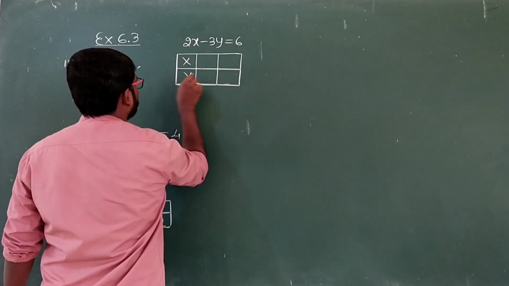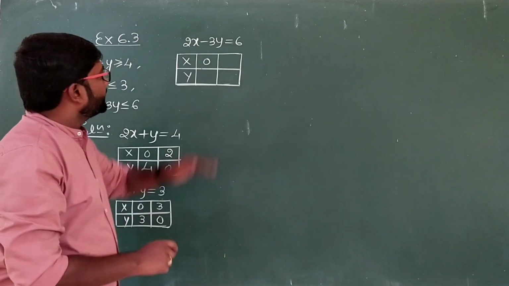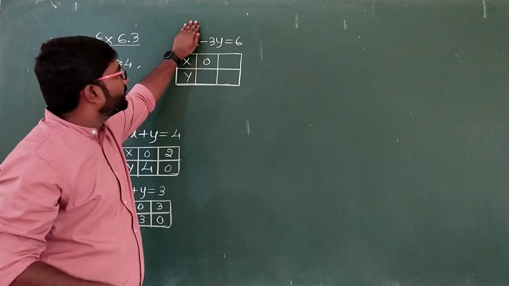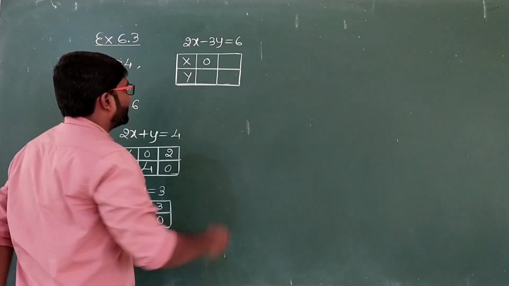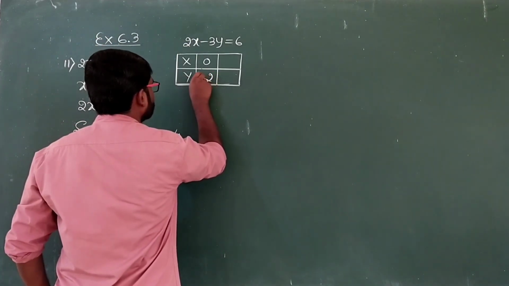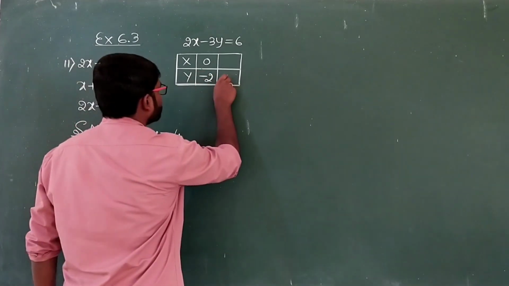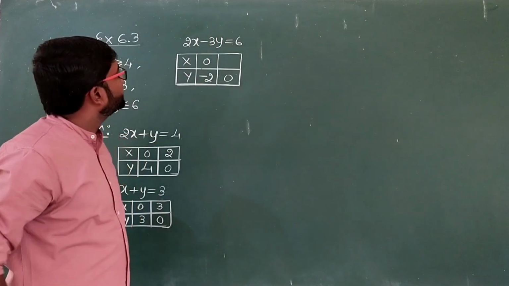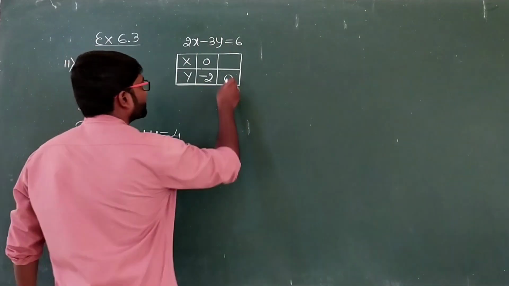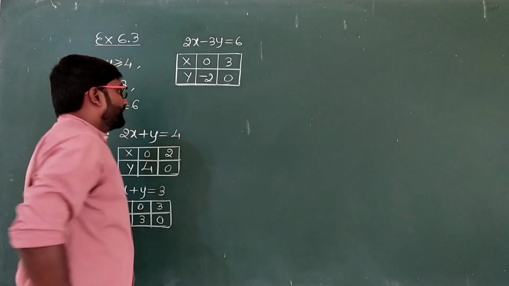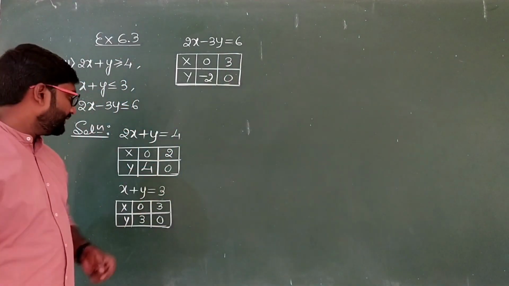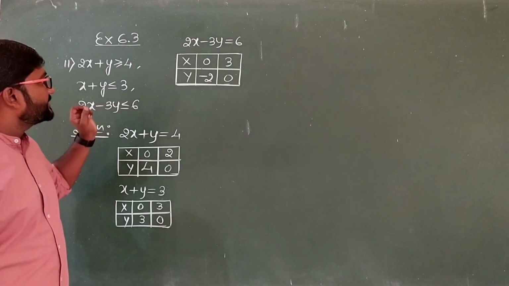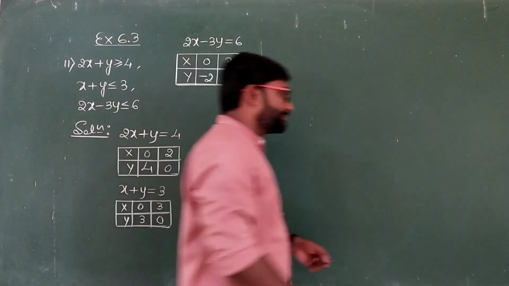X, y, x is 0. When x is 0, the first term will be eliminated. We have minus 3y equals 6 and y will be minus 2. Now when y is 0, the second term will be completely eliminated. We have 2x equal to 6, that means x will be 3. With the help of these three tables, we have to go for the graph. The maximum value of x is 3 and the maximum value of y is 4. Let us proceed with the graph.